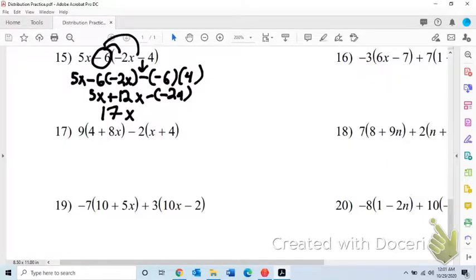Here, the like term had to do with the variable, not the numbers. And so we then put those together, get 17x plus 24, and that's our answer.